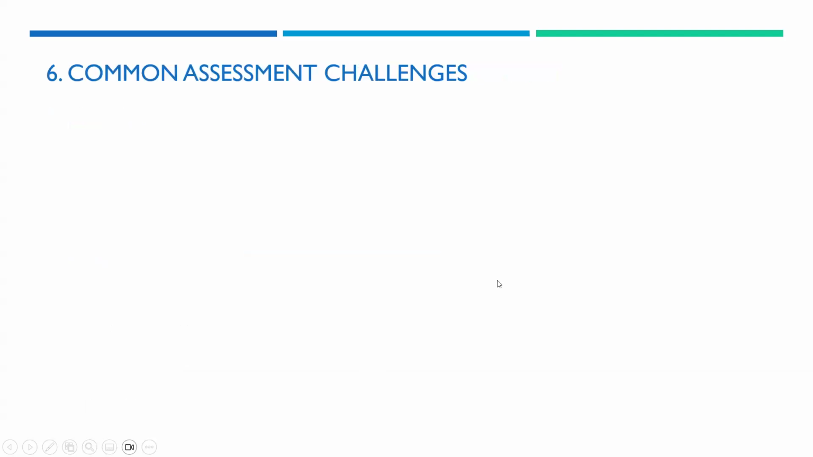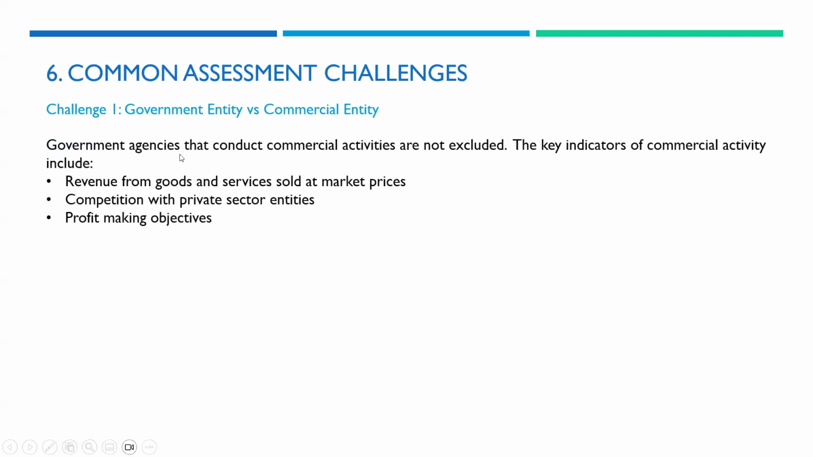Now, while assessing excluded entities, a common challenge we face is commercial entity versus government entity. Whenever we see a government entity, we say that it is excluded. No: if government agencies conduct commercial activities, then it is not excluded. How do you identify if it is doing a commercial activity? Revenue from goods and services sold at market prices, not at a rationed price; competition with private sector entities; and profit-making objectives. Then it is a commercial entity, even though wholly owned by the government, and it would not be an excluded entity for Pillar 2 purposes.